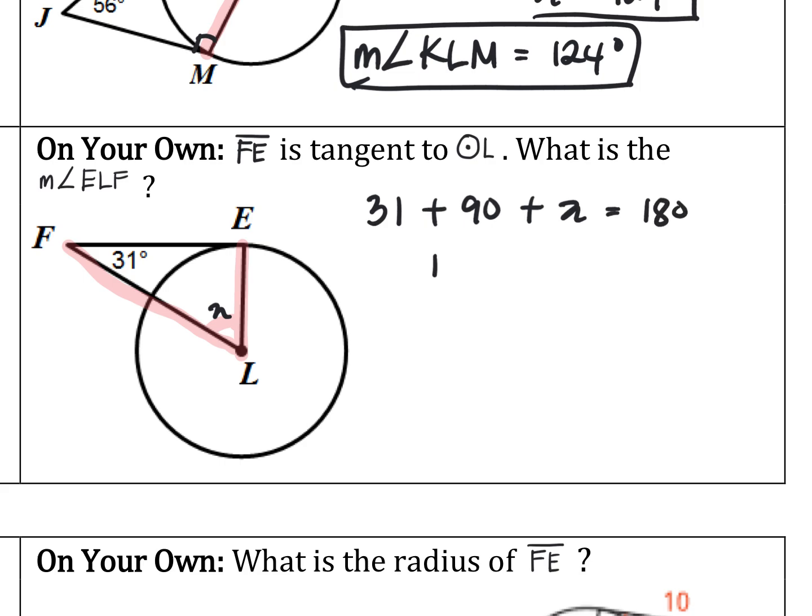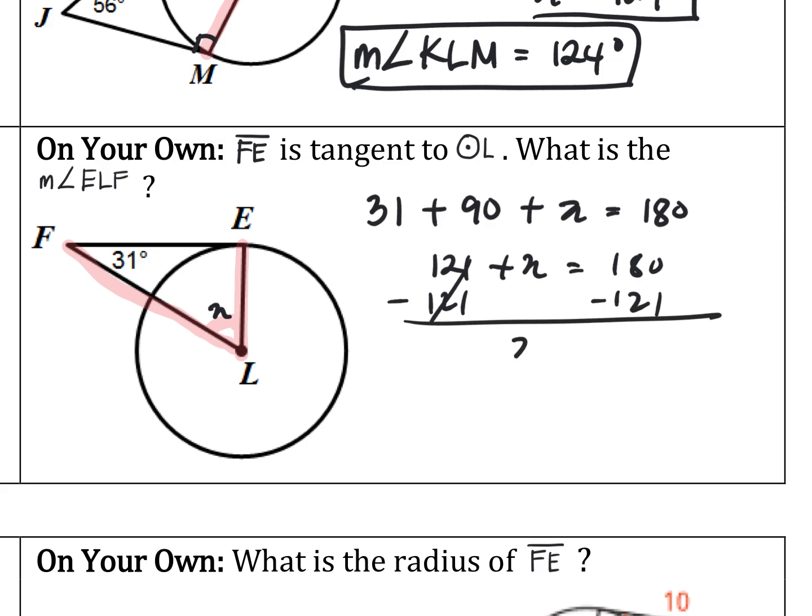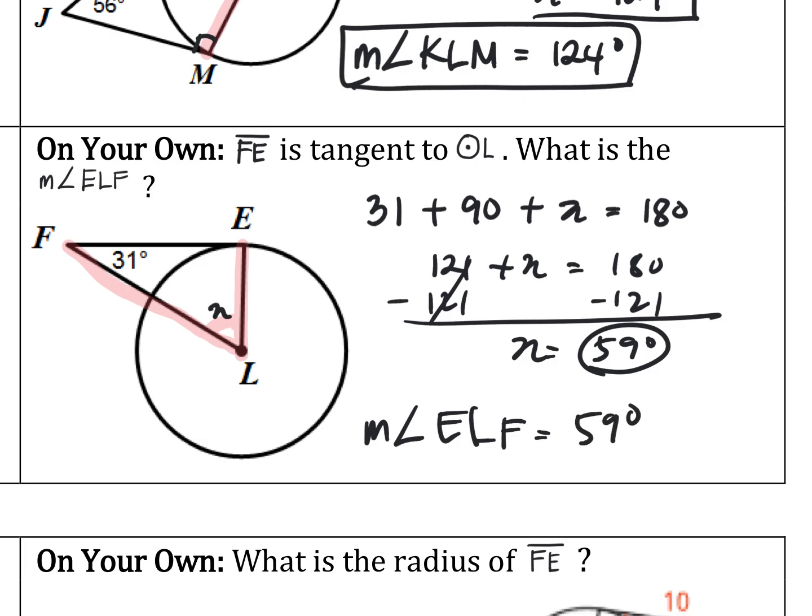31 plus 90 is going to give you 121, plus x is equal to 180, minus 121 minus 121. Therefore, x is equal to 59 degrees. So the measurement now of angle ELF here is going to give you 59 degrees.